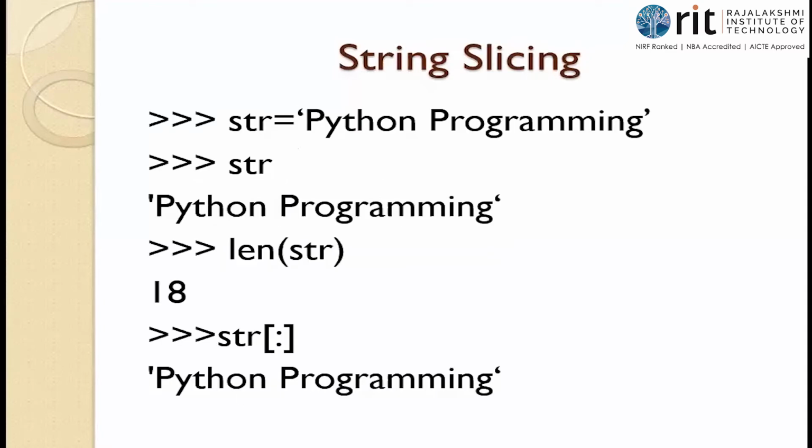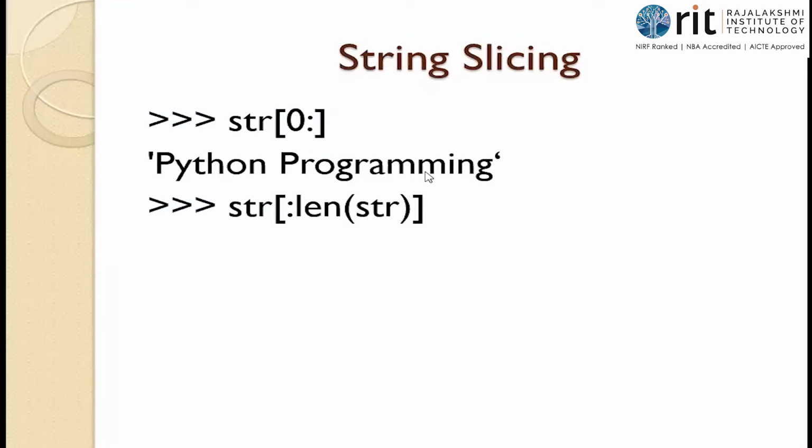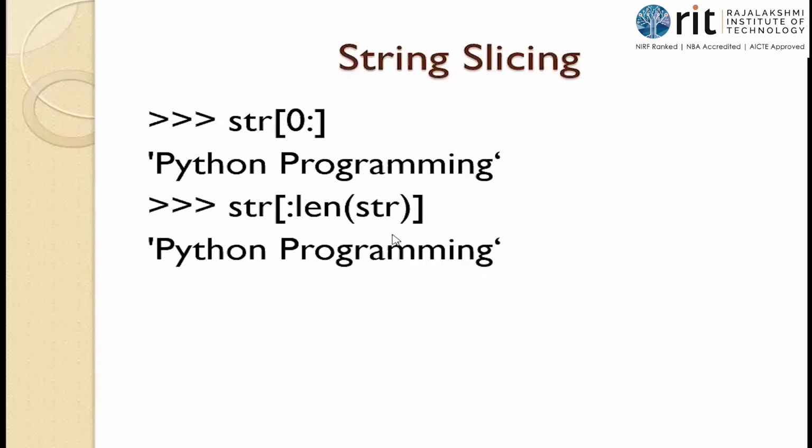Now, beginners: I can go with str[:], okay, str of empty colon empty, or str[0:] with an empty stopping value. By empty we mean no value. Okay, so str of nothing, colon, len of str, all of them give "Python programming" as the answer. Okay, we shall see a few other slicing examples.